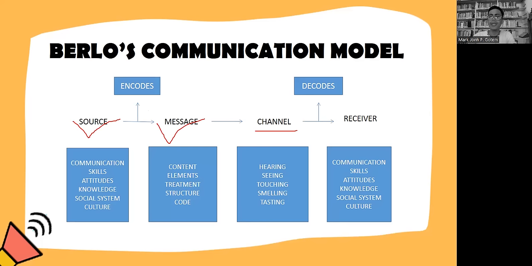The channel is the medium used to send the message. The medium must be able to pick up the sensory system of the receiver and may therefore involve vision, sound, smell, taste, and or touch. So humans have the following senses.